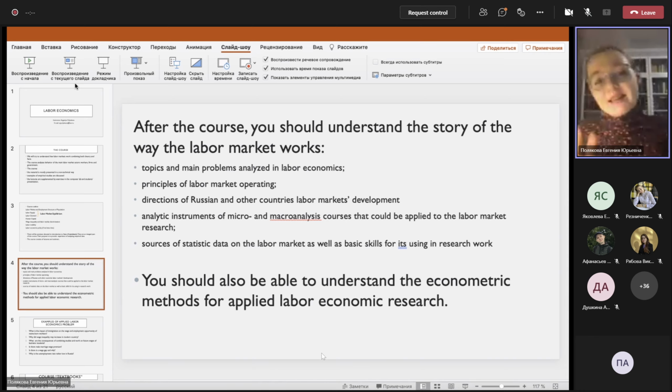Okay, examples. Different examples of topics studied in labor economics. What is the impact of immigration? Why do we have wage inequality? What is the consequence of combining studies and work? Whether we have a male wage premium. Do we have a wage gap, and what is the main reason for the wage gap? Why is the employment rate rather low in Russia? Etc.